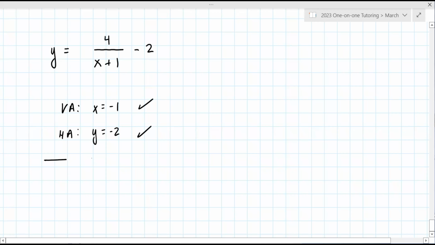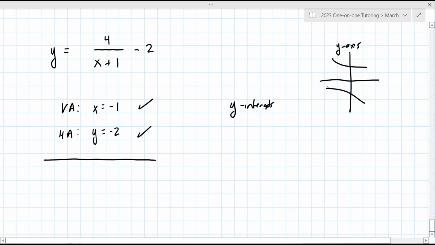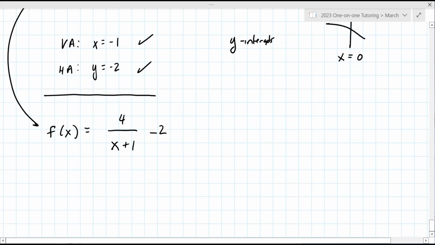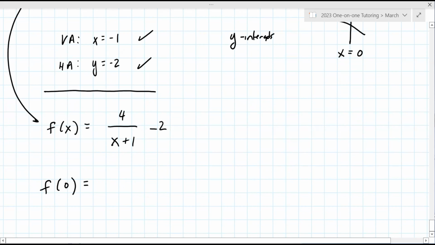All right, so now we're going to move to y-intercepts. If you recall, the y-intercept is where it crosses the y-axis. Literally where it crosses or hits. We don't know what it looks like, but it's where it hits the y-axis. And there's something very important there: it's when x equals 0. So think of this as really a function. I didn't write it as a function, but think of it as f of x equals 4 over x plus 1, minus 2. When someone asks you for the y-intercept, they're basically saying, what is f of 0? Put 0 in for x and give me the output.